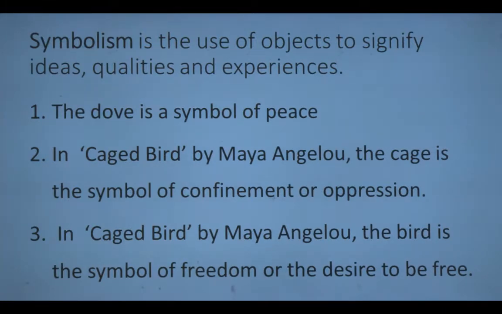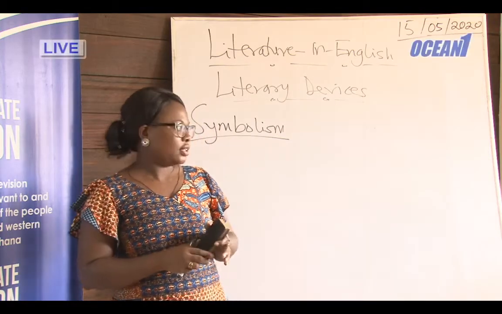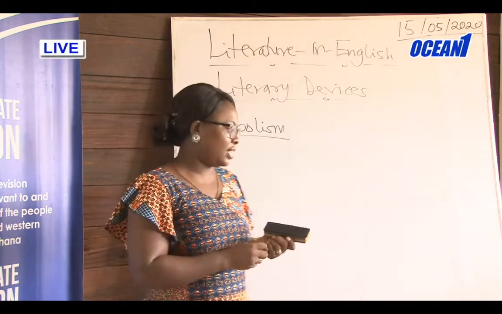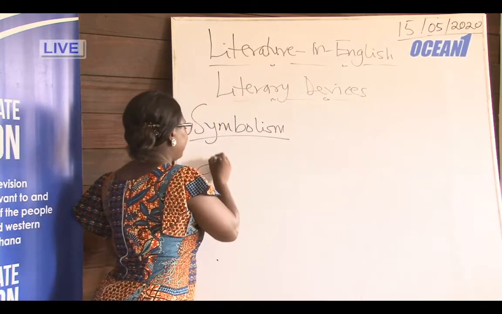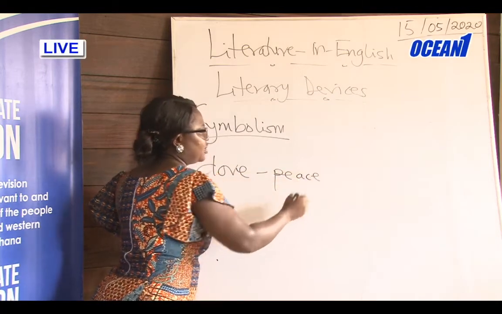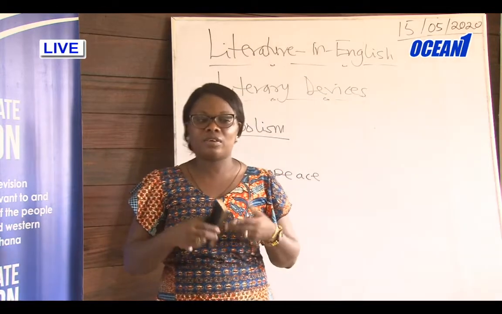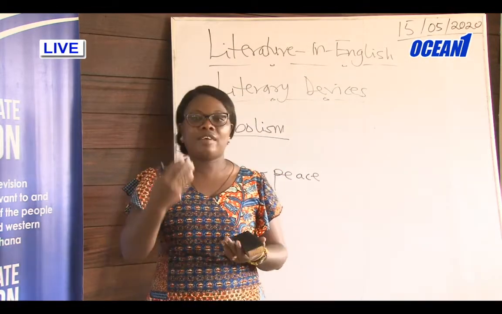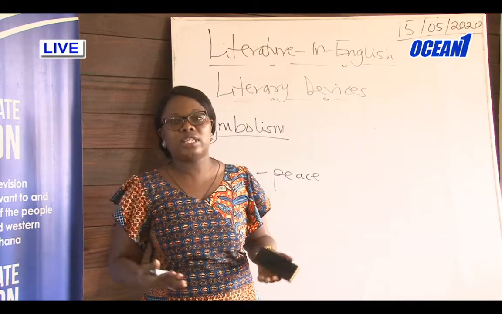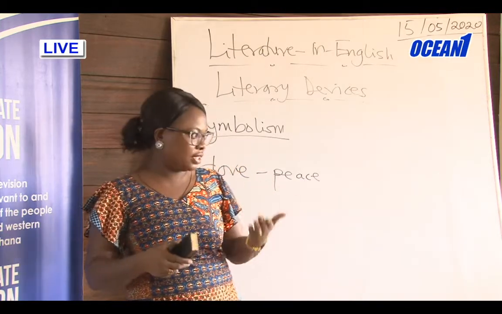Symbolism. When you use one thing to represent another, then we say you are making use of symbols. Sometimes we use the dove as a symbol for peace. So when there is a conflict and then the dove is introduced, you know that the dove here is a symbol for peace.